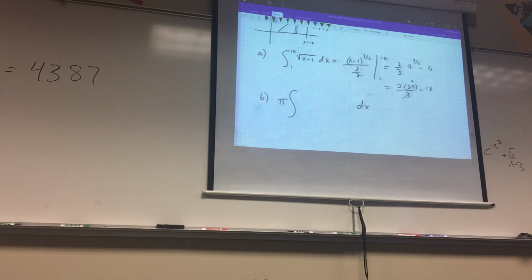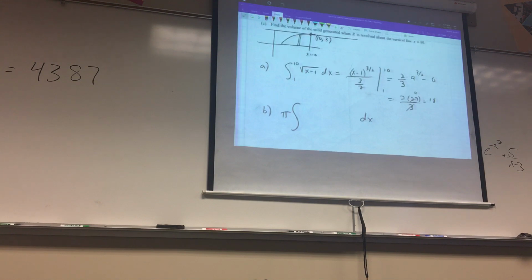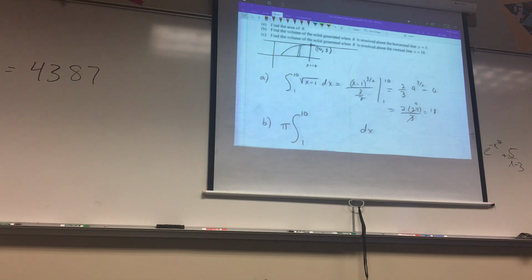Disc or washers? And you say, is that a washer or a disc? It's a washer. Since I've got dx, we know we're going from 1 to 10 again, yes? Okay? The outer radius starts here and goes to here, and it stays the same, doesn't it? That's big R. So it's the function that is furthest away from the axis of rotation.